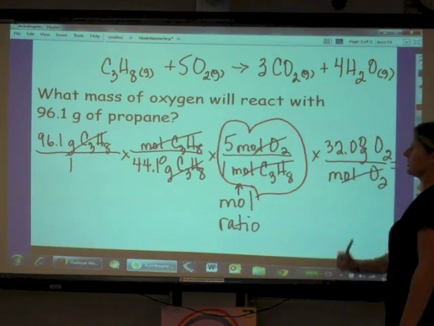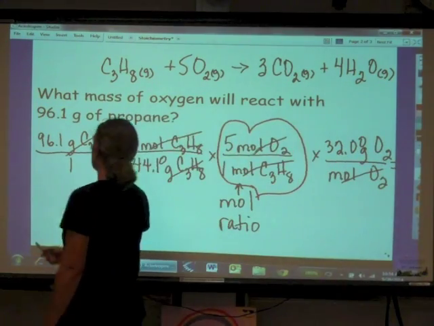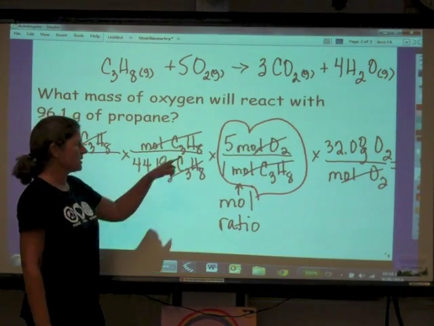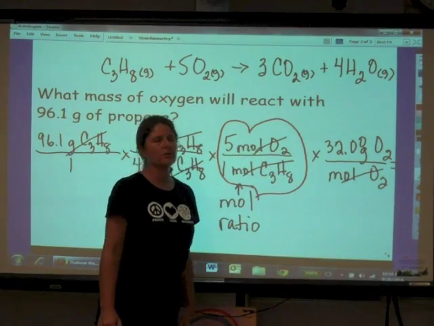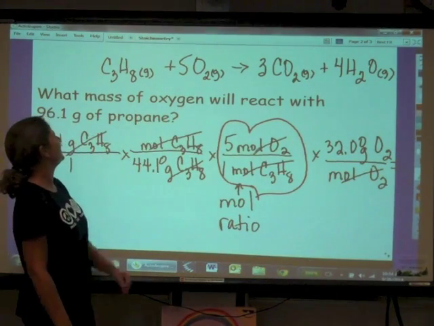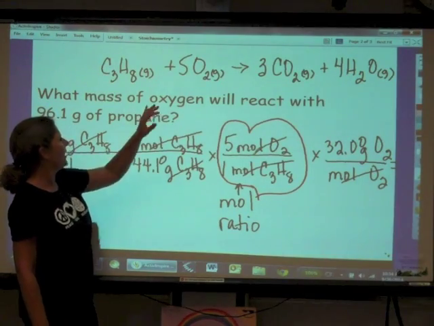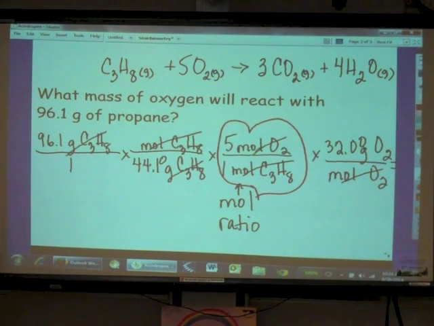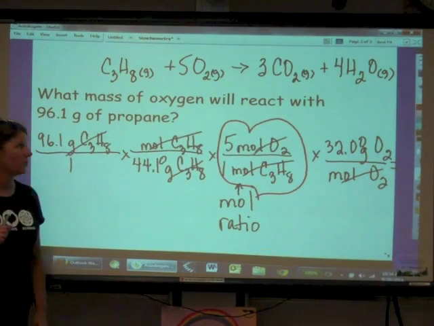Now I can total this thing up on my calculator, 96.1 divided by 44.1 times 5 times 32, and that is going to give me the mass of oxygen that will react with 96.1 grams of propane. And what does my answer come out to be? Do I have an answer anywhere? I don't. So you're going to need to calculate that, and I will calculate that, and we will look at that on Tuesday. Okay, let's do another problem.